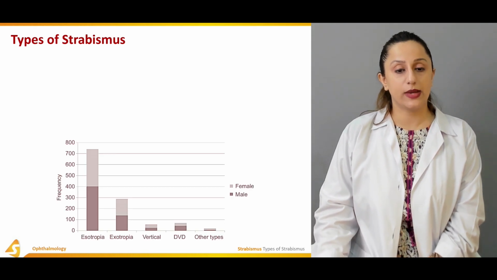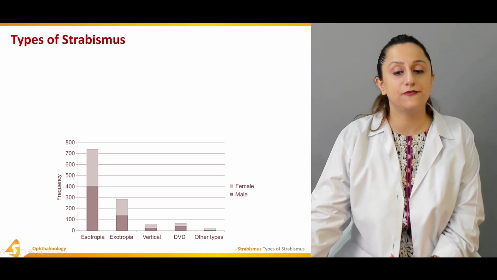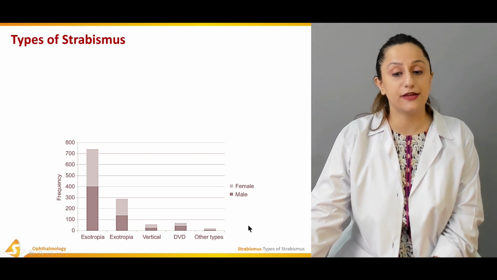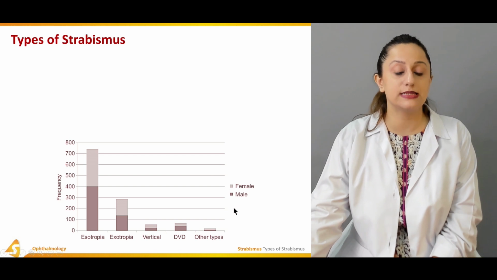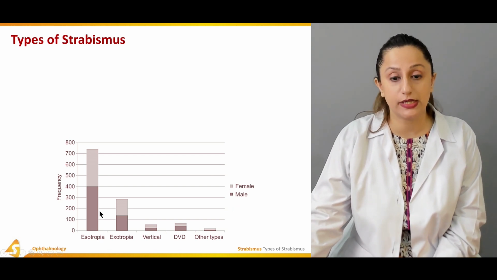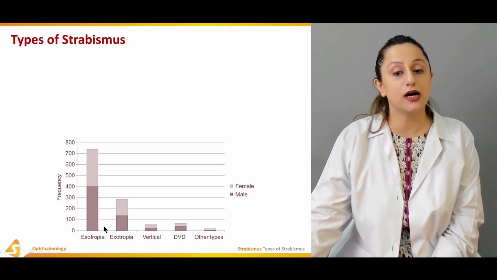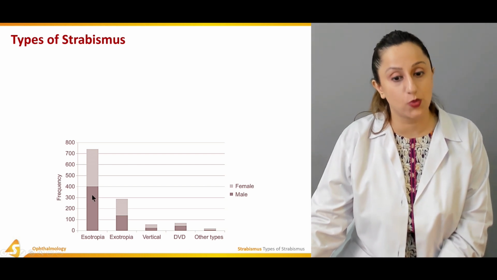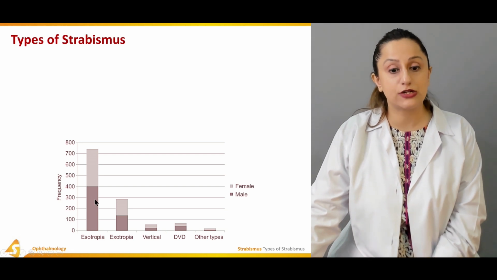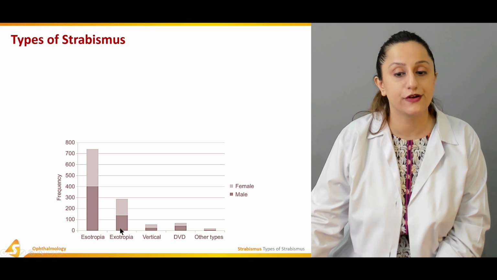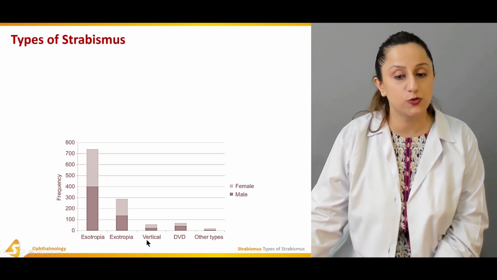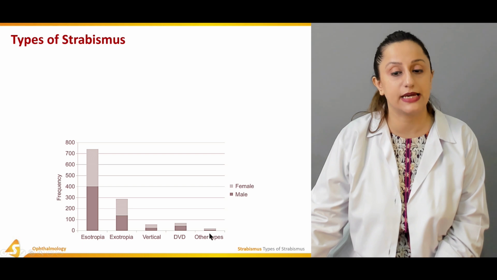So over here, you can see that we have the male and female population, but the males are affected more than the females, as you can see in this bar graph. Esotropia is a condition which is more frequently seen as compared to the other types of strabismus. When we compare exotropia with esotropia, it's almost half the difference. So the incidence of esotropia, the cross-in phenomenon, is more, and the cross-out phenomenon is a lesser version of strabismus that we see. We have the vertical versions of strabismus, the DVDs, and the other types are very few.